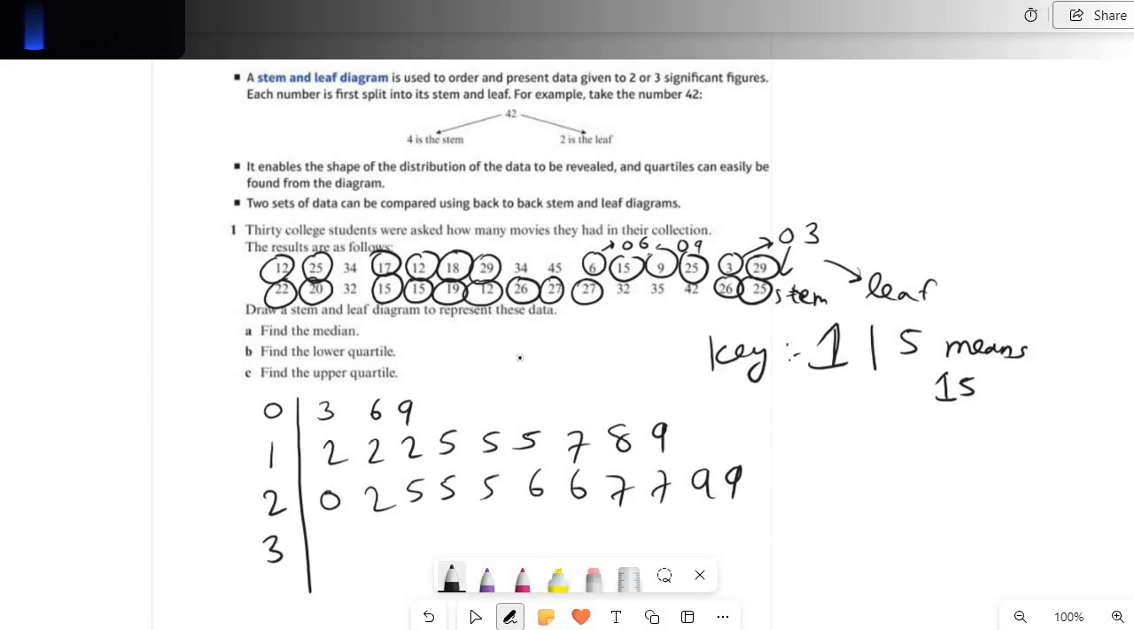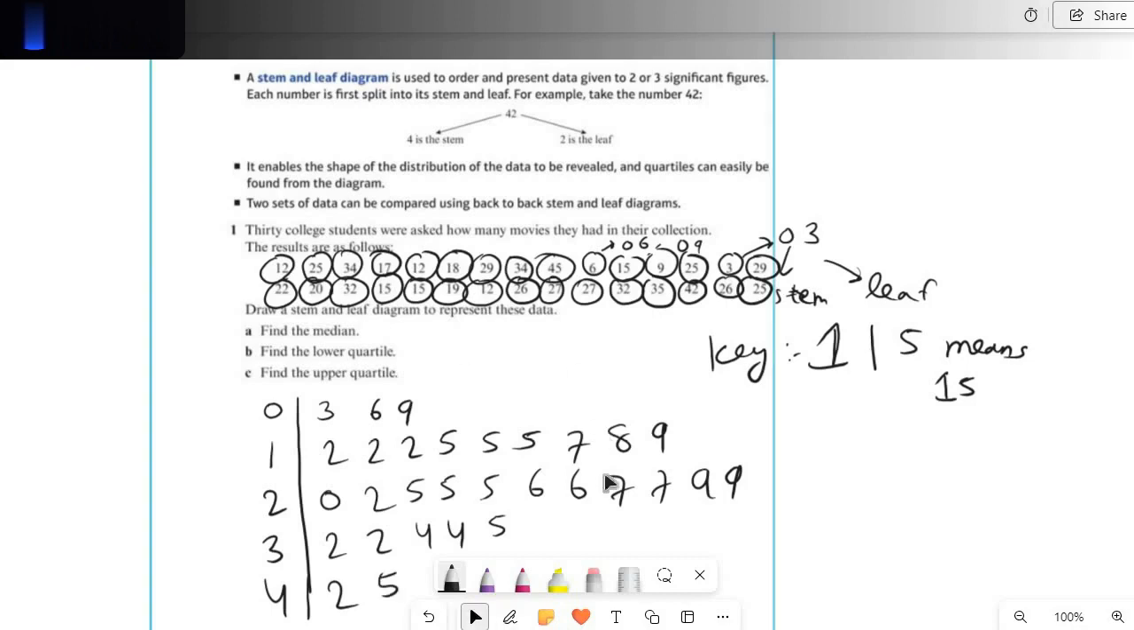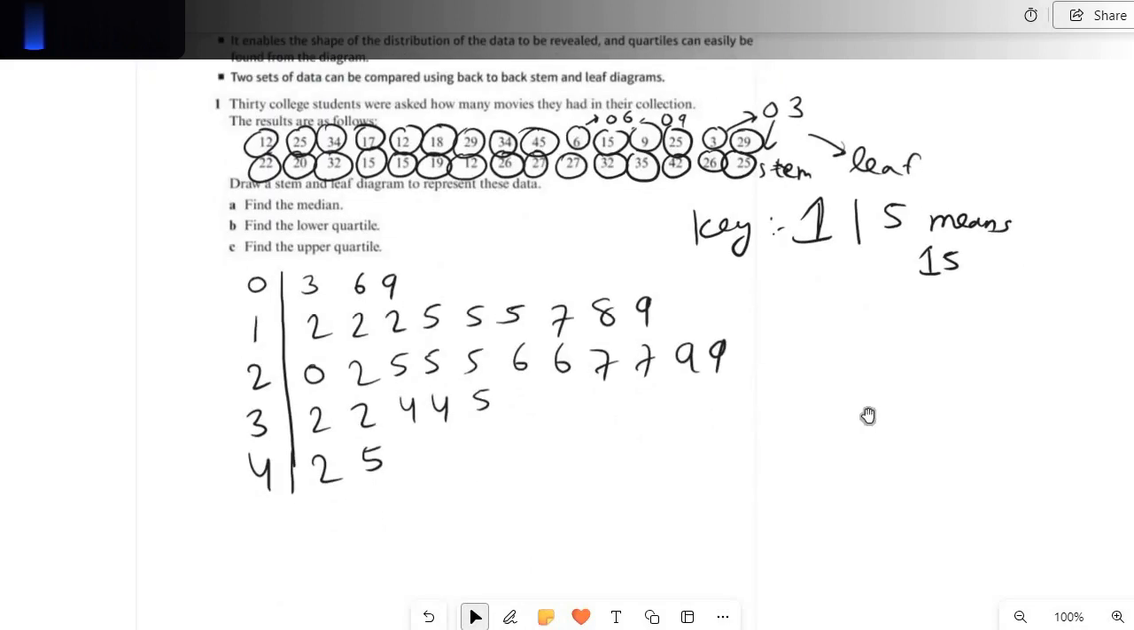Then we have 30 remaining. The smallest number is 32, and there are 2 of them, so 32 is twice. Then we have 34 twice as well. Similarly, we have 35, which occurs once, and that is the end of the 30 series. Then for the stem of 4, we have 42 here, so the stem is going to be 4, and the first number is 42, so 2, and then we have 45 at the end, so the leaf is going to be 5. And this is our stem and leaf diagram.